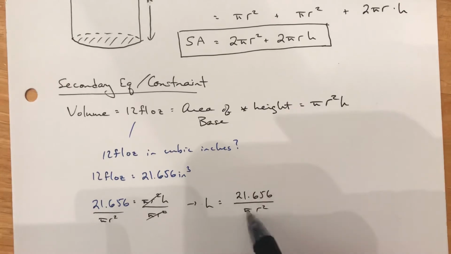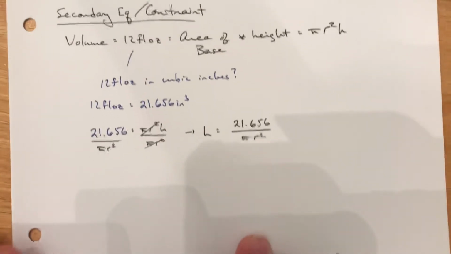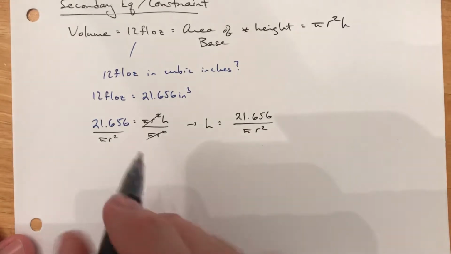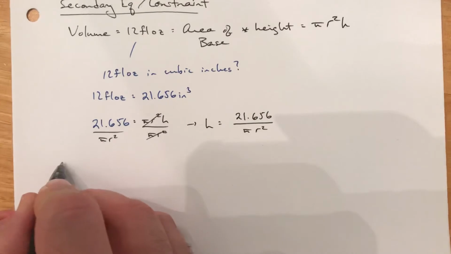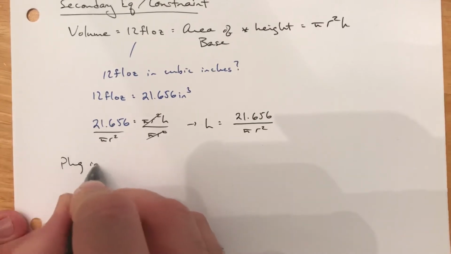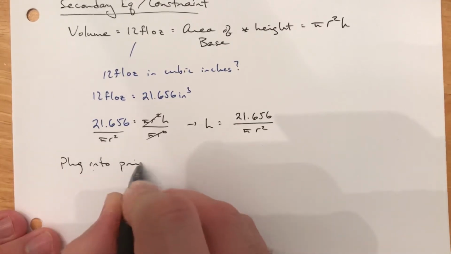Now we're not going to divide the pi out here, and you'll see why in just a second. It's going to cancel with some stuff from our primary equation. We're going to plug that into the primary equation.